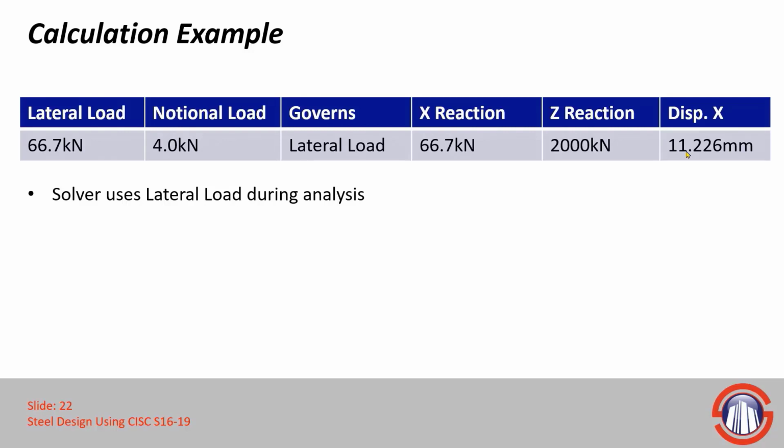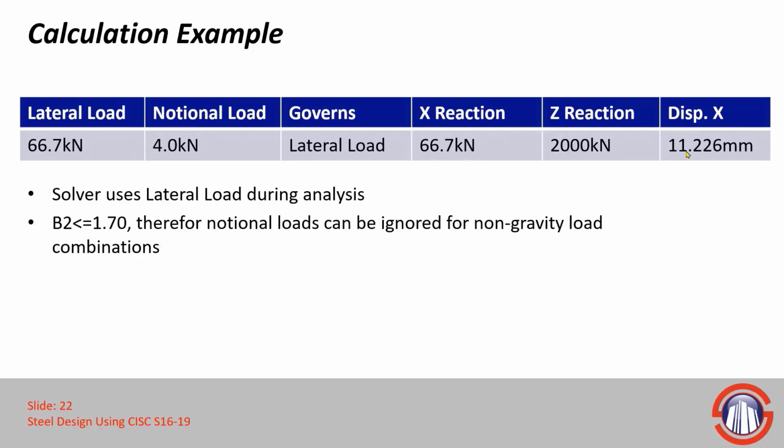And just to repeat what we saw there, the solver is just going to use the lateral loads during the analysis. And because B2 was less than or equal to 1.7, the notional loads can then be ignored for the non-gravity load combinations. And in this situation, this was a non-gravity load combination.